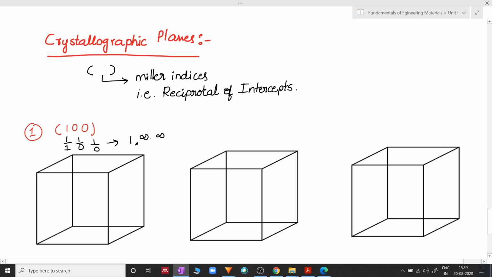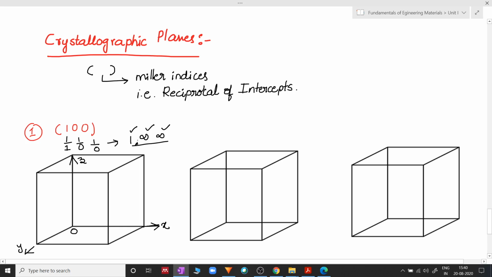Now I have these intercepts, then I can represent these in this unit cell. Let us take this as the x-axis, and this y-axis, and this is z-axis. Now this is my origin. Now intercepts are 1, infinite, infinite.